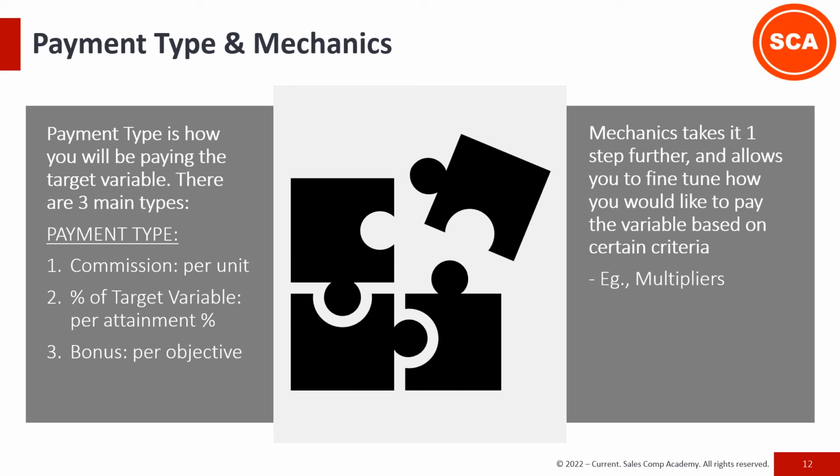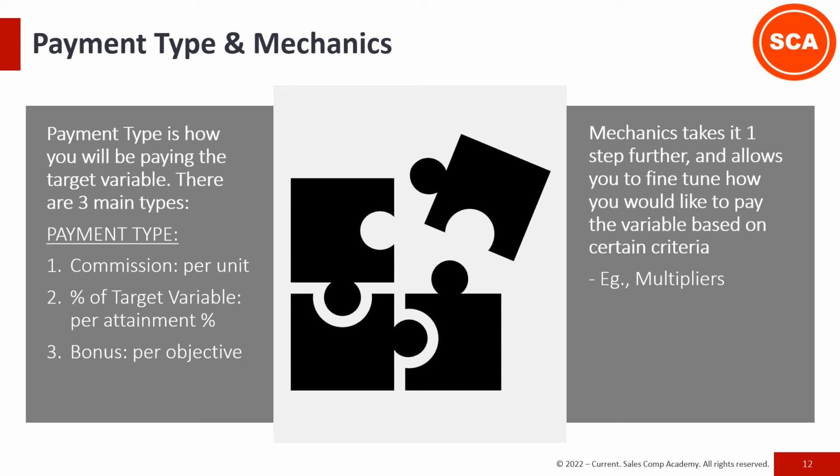Percent of target variable is a payment type where the company pays a percent of the role's target variable per attainment percentage that they reach. That is, if a person hits 50% of their quota, then they will get 50% of their target variable. No commission rate needed. Bonus plan.